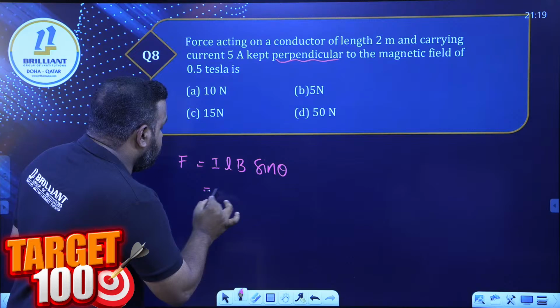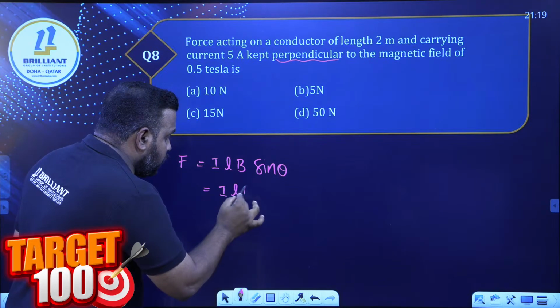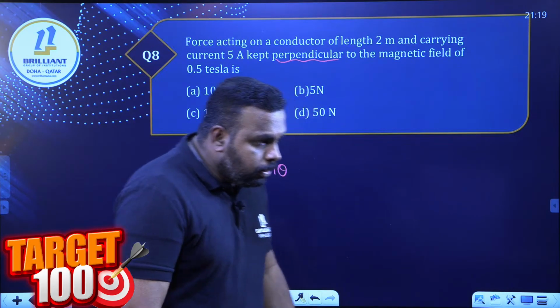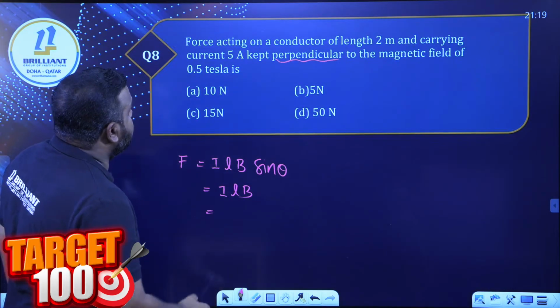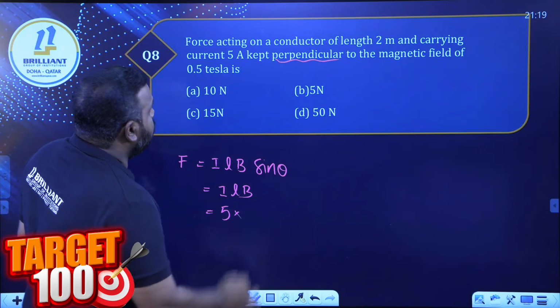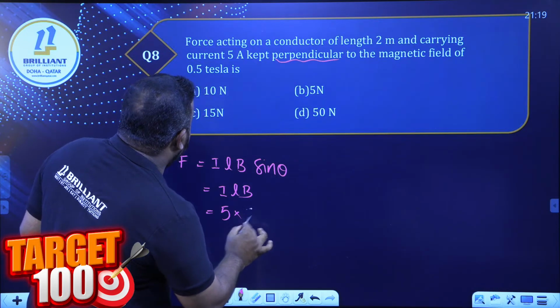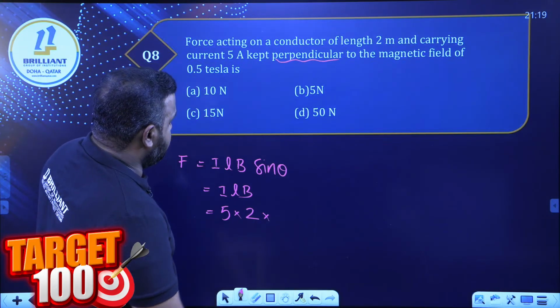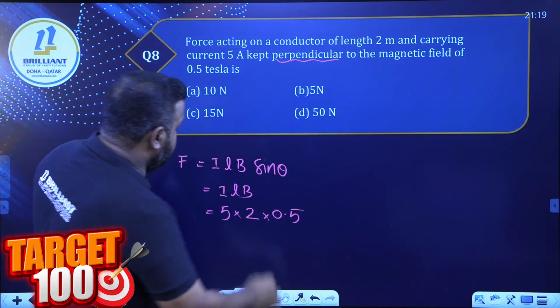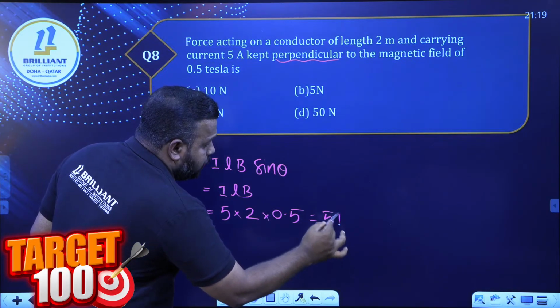So the formula will be what? I into L into B. Please comment your answers. Yes, I can see most of the students are commenting B. Let me check. What is I? I is 5. Length of the conductor is given as 2 meter. Magnetic field is 0.5 Tesla. So the answer is 5 Newton. Very good. Option B is the right answer.